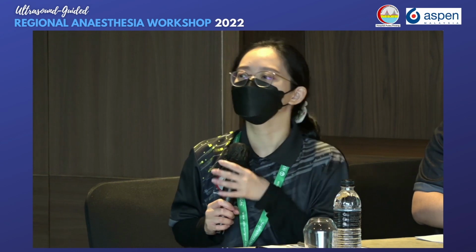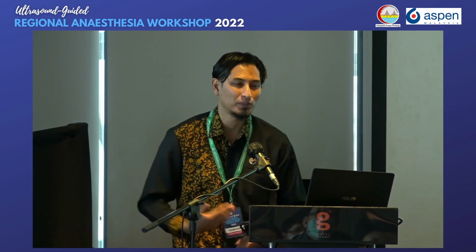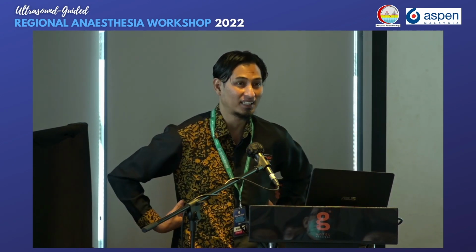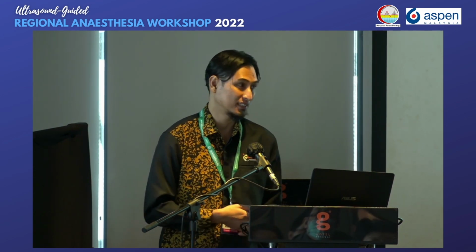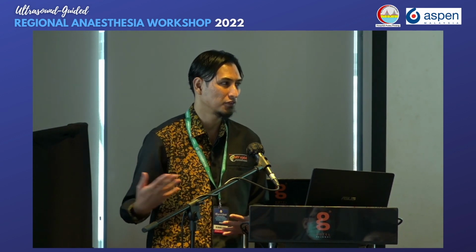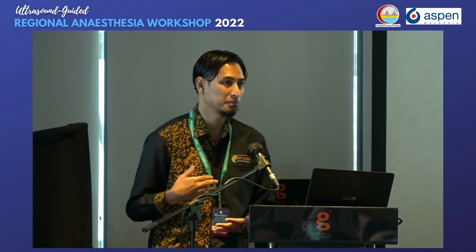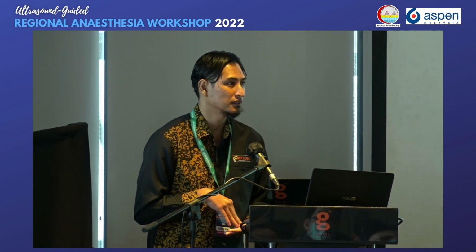I also have a question. For ESP blocks, can we do it bilaterally? And would it have any complications if we block bilaterally? Like I mentioned just now, we can perform it for bilateral rib fractures. We can insert bilateral catheters, but we must calculate the toxic dose for the patient, depending on the weight. For example, for ropivacaine, we must make sure not to exceed 2.5 milligrams per kilo.